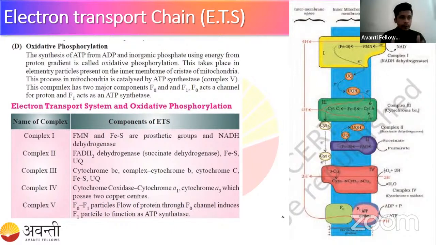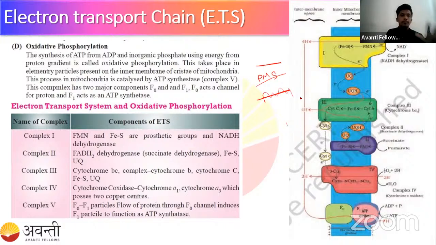For that, we have to go from the matrix to the membranes of mitochondria. We know that our mitochondria has two membranes, an outer membrane and an inner membrane, and between them we have the perimitochondrial space. That means there is a space between these two membranes. The difference in proton concentration between the perimitochondrial space and the matrix is where everything matters.